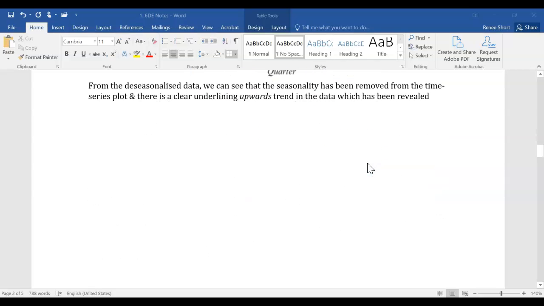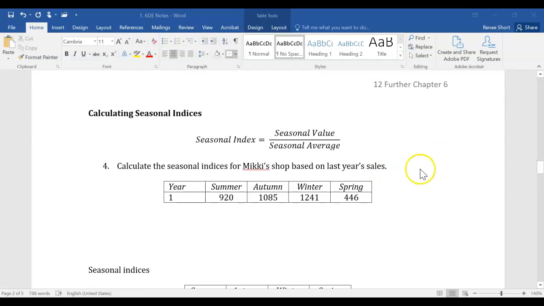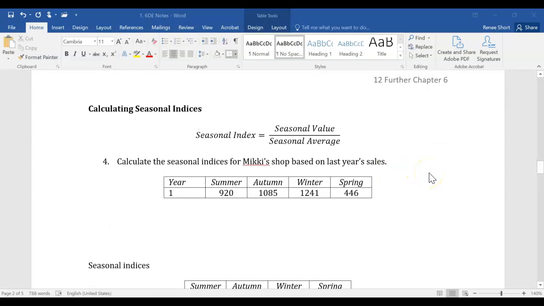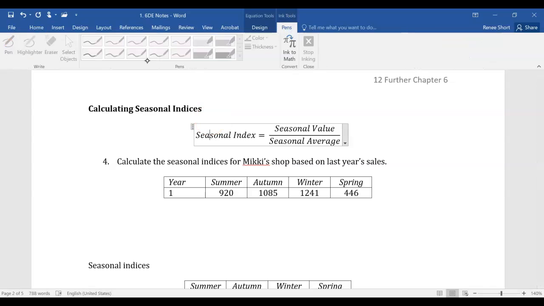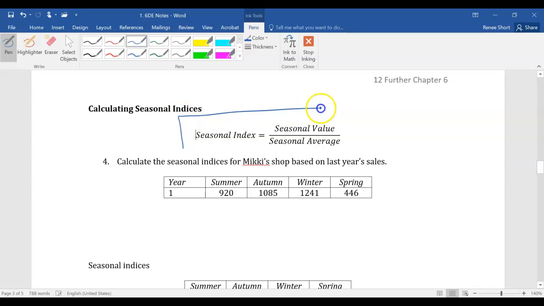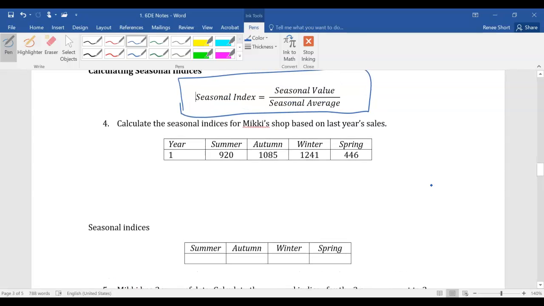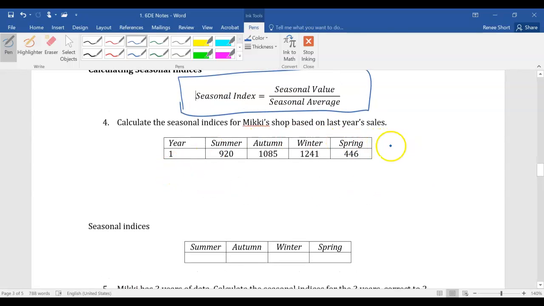Okay. If we scroll on down now, those questions required us having the seasonal indices to begin with. But what we actually might need to do as well is calculate the seasonal indices for ourselves. And so in order to calculate the indices ourselves, we need to follow this formula here, in which we need to take the seasonal value and then divide it by the seasonal average. So to calculate the seasonal indices for Mickey's shop based on last year, so these were our year 1 figures.